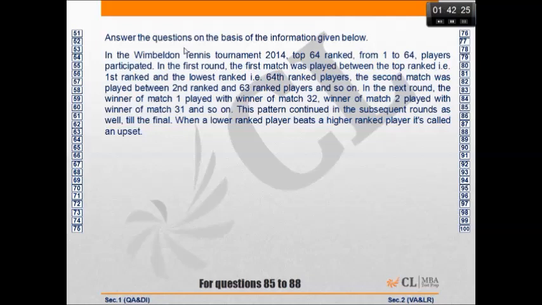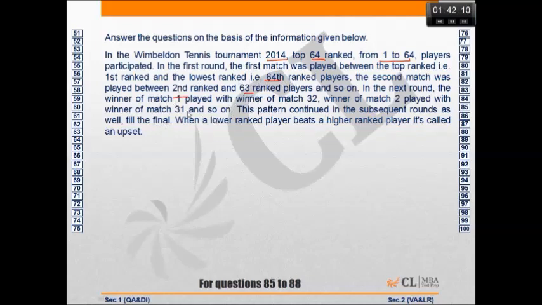So let me hunt for that one and move on with it. Wimbledon 2014: the top 64 ranked players, ranked from 1 to 64, participated. The first match of the first round was played between the top ranked and the lowest ranked. The second match was between the second and the 63rd rank, and so on and so forth.